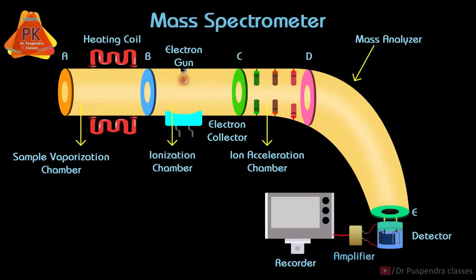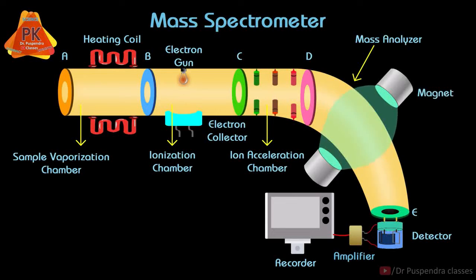Now coming to the fourth one, that is mass analyzer. So in the mass analyzer, magnets will be present and they will form magnetic field, and due to that magnetic field, deflection of the ions takes place. So this is all about instrumentation of mass spectrometer. Now coming to the working of mass spectrometer.